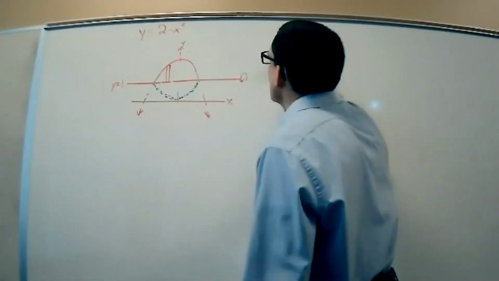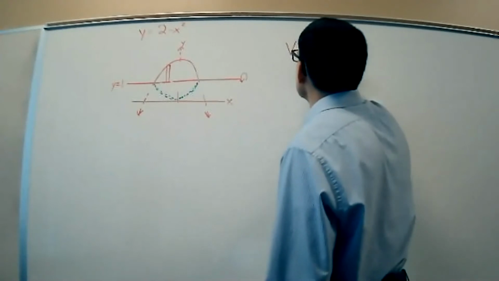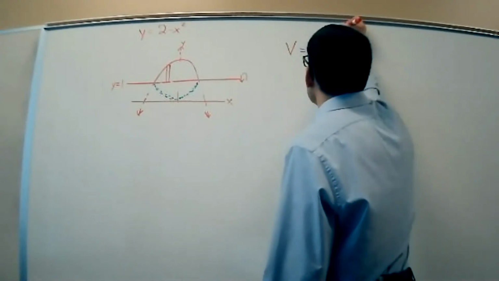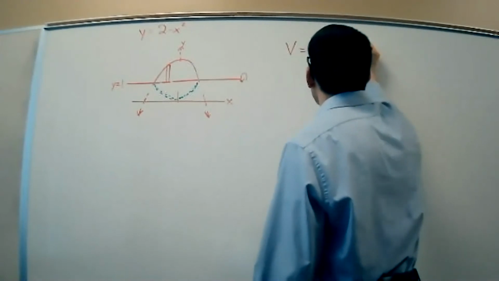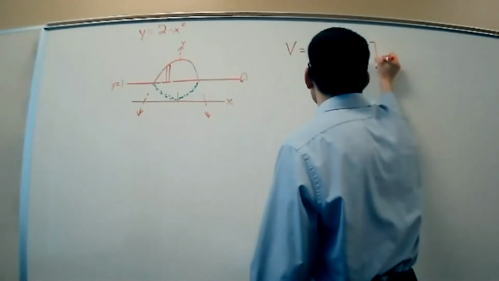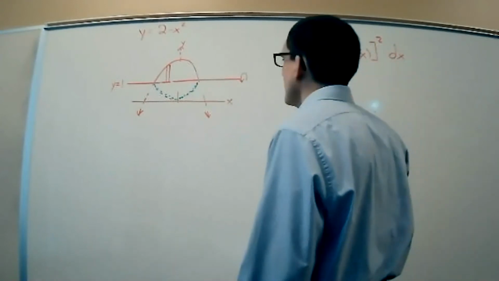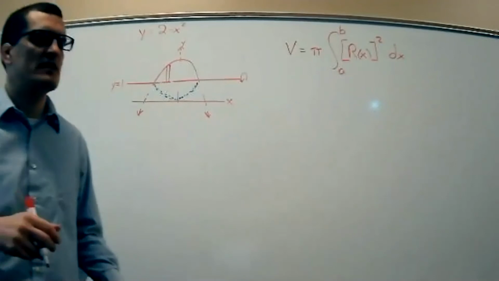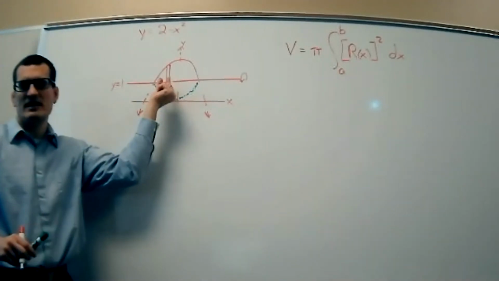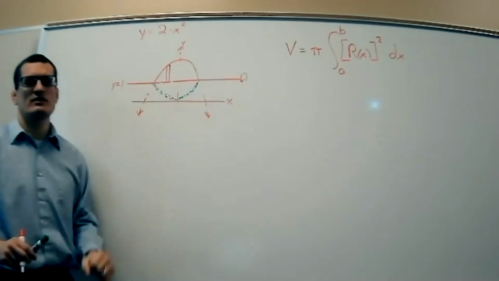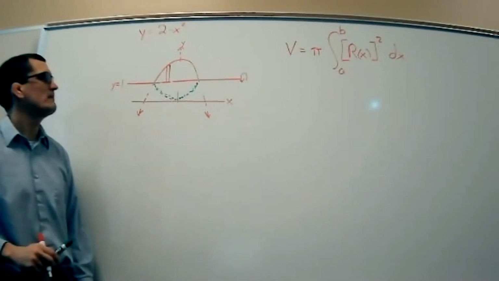So the value is going to be, again, pi, integrate from a to b, radius squared with respect to x. And everything's with respect to x because the width of the rectangles has to get smaller and smaller and smaller in the x direction. Okay.